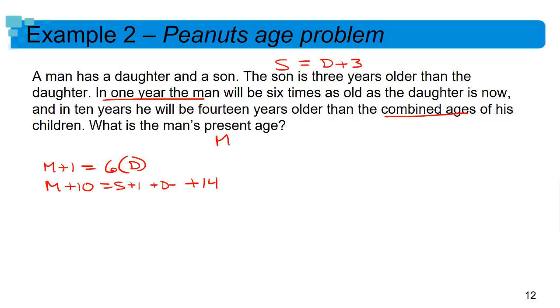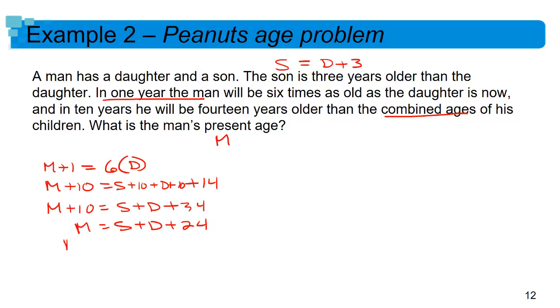So it's son plus 10 and daughter plus 10. And then, of course, the 14 more. So let's clean that up. His age plus 10 is going to be son plus daughter plus 10, 20, 34. And then we can even move the 10 over and go, his age is son plus daughter plus 24.